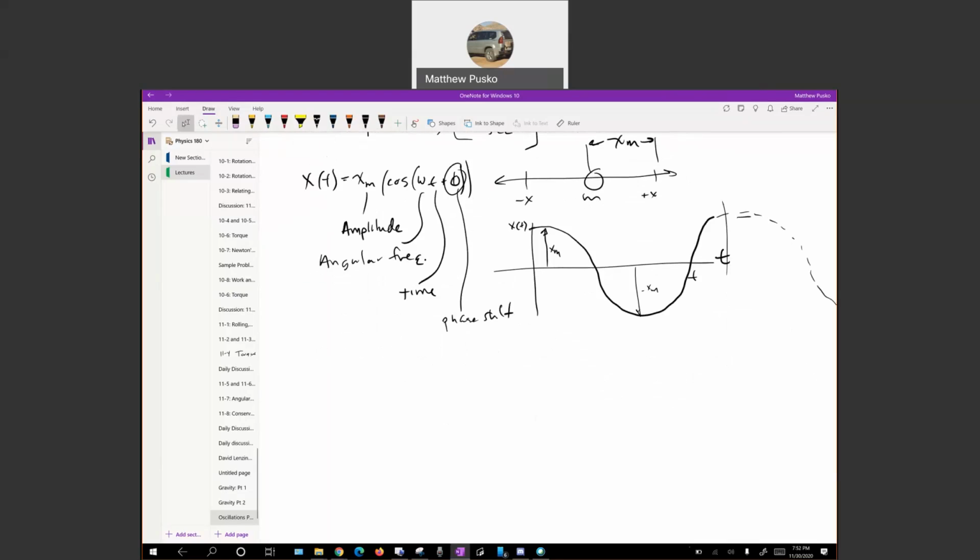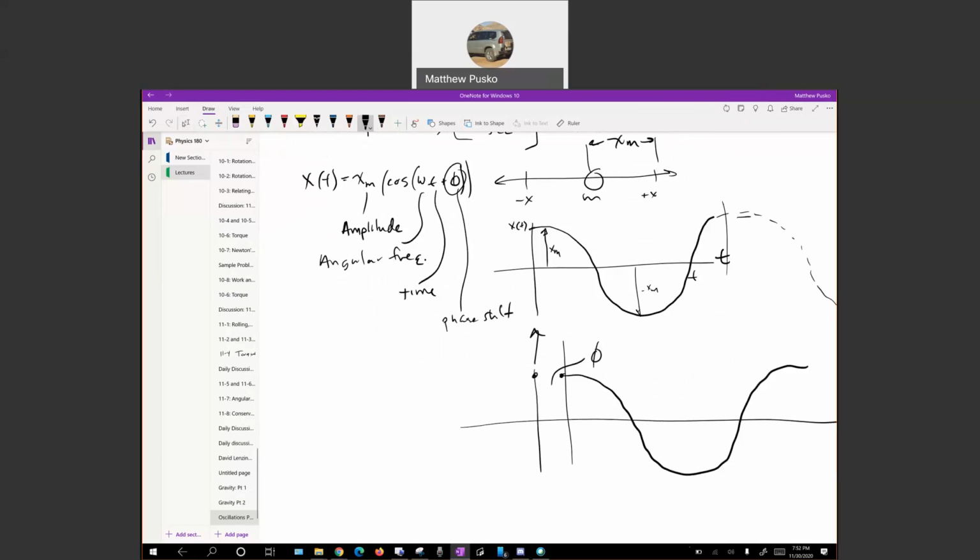Well, if I took this exact graph and instead of starting right here, I start right here and just shift everything over, this is shifted by some amount. That is a phase shift. That's simple. You'll see this in the motion we're talking about in this class. We'll see it in electronics and circuits and stuff.